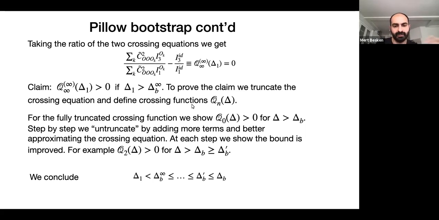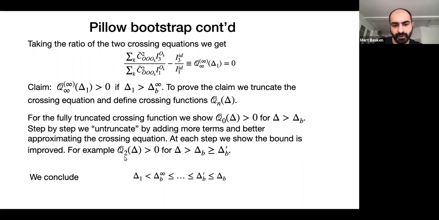Here I'm outlining the algorithm. I'll go into details in a moment. So for the fully truncated crossing function, which I denote Q sub zero, I'm going to show it's greater than zero for delta greater than some delta sub b, which we'll compute. And step by step, we'll untruncate by adding more terms from the Q expansion and the rest of the primaries, and we'll approximate the crossing equation.